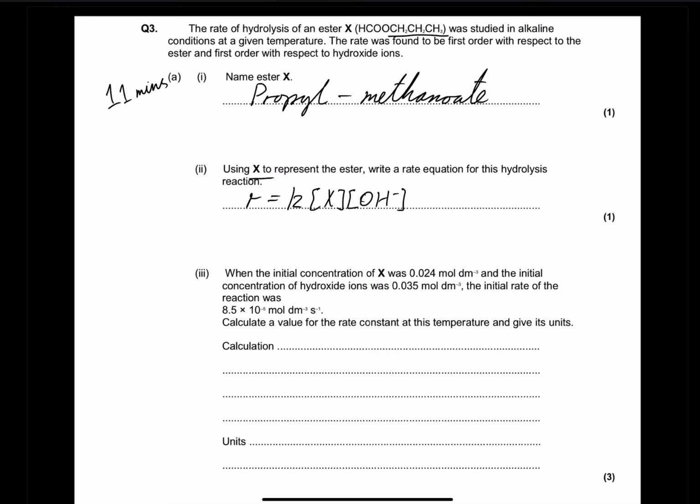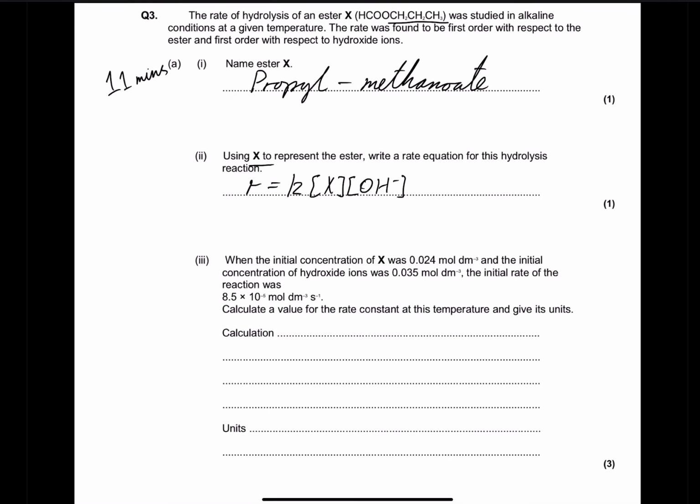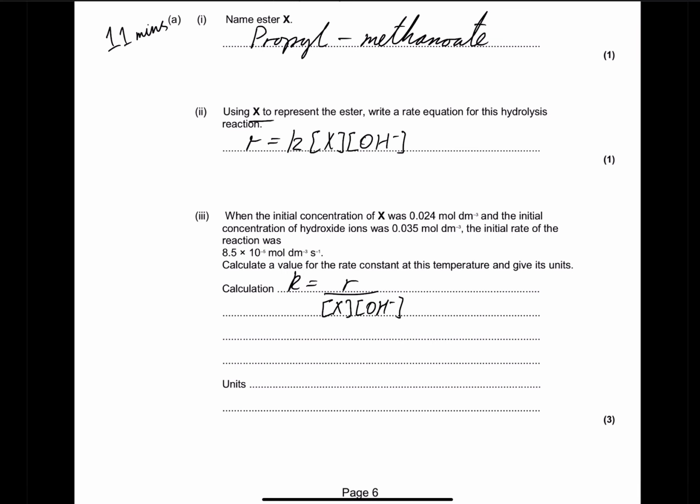0.035 moles per dm cubed. The initial rate of reaction was that. Calculate the value for the rate constant at this temperature, so just find k. So k is equal to R over [X][OH minus], so rearrange the equation. X is the ester that they have here. Therefore, k is equal to, they told us the rate of reaction was 8.5. This is just simple maths, just simple rearranging of the equation to find out the value of k.